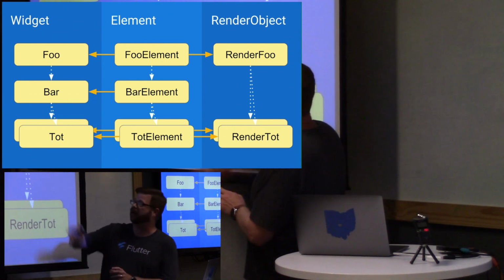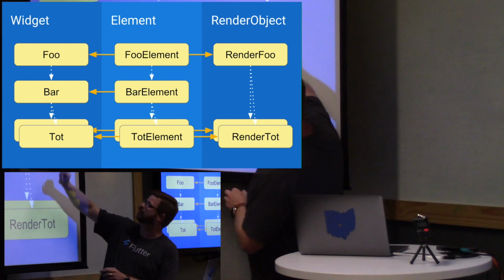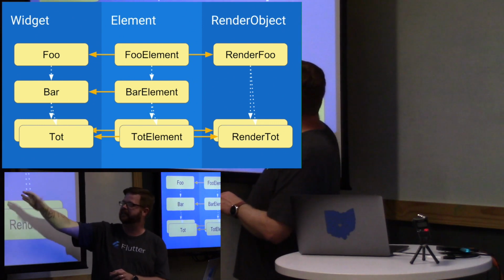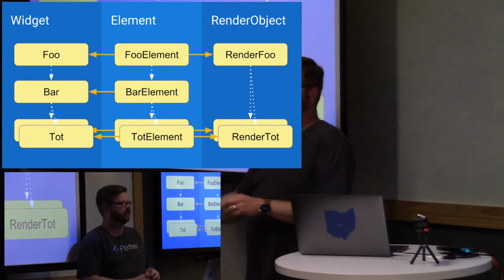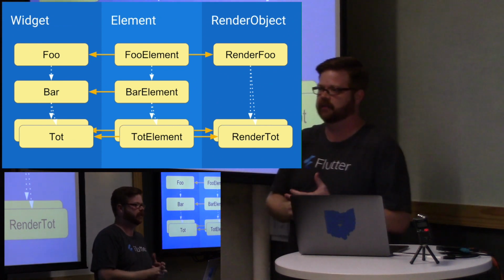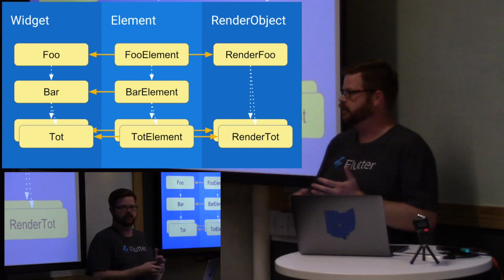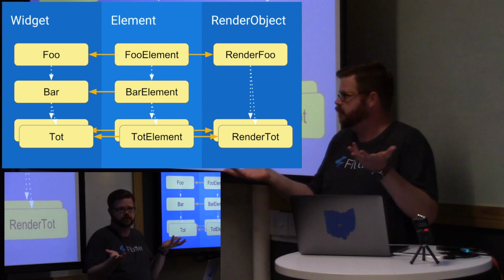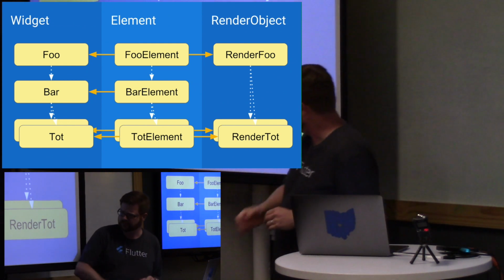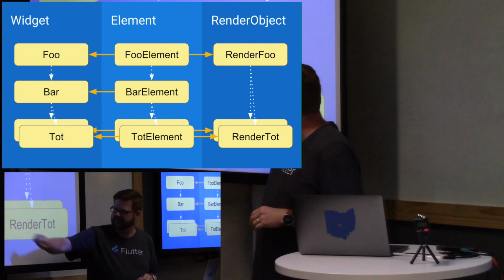So if you have a foo widget, you have a foo element with it and a render foo bar underneath it, and maybe bar is a widget that doesn't have any kind of rendering associated with it, like it's a semantic widget, or it's something that's a gesture detector, for example. That's a widget, but there's no drawing for that. And then you can have some children. The children will have an element.